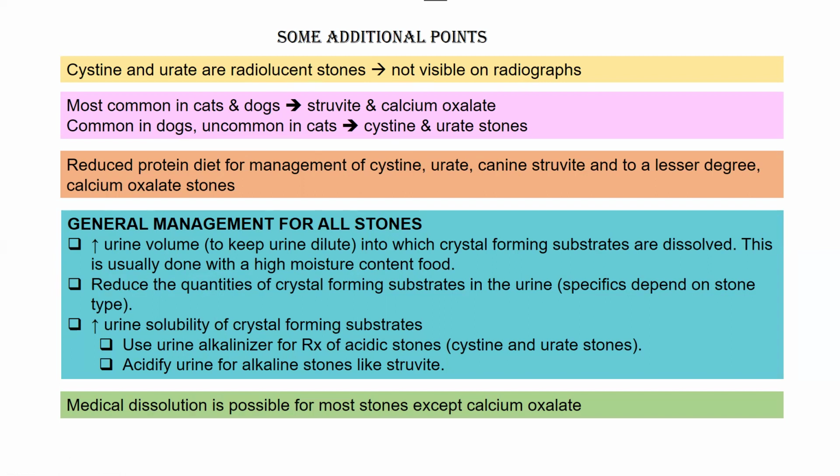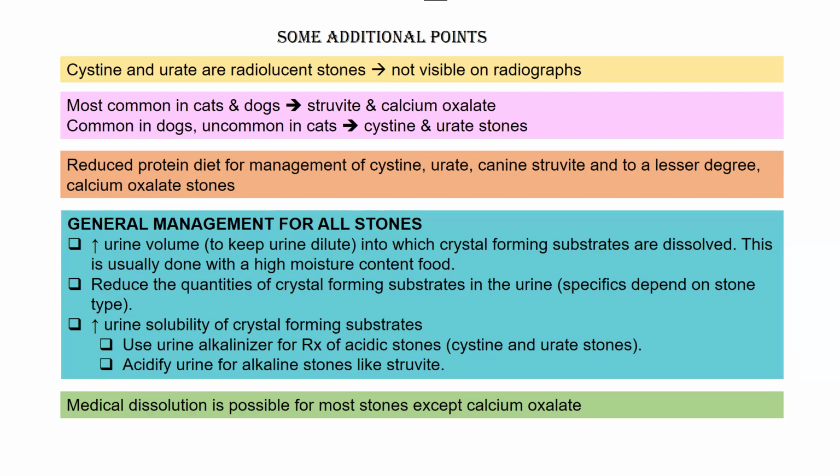You have to reduce the protein diet for the management of cystine, urate, canine struvite, and to a lesser degree in the management of calcium oxalate stones. The general management for all stones is that you have to increase the volume of urine and keep the urine diluted, so that the crystal-forming substances get dissolved and do not get concentrated and precipitated to form crystalline stones. And this increased urine volume can be achieved in two ways.